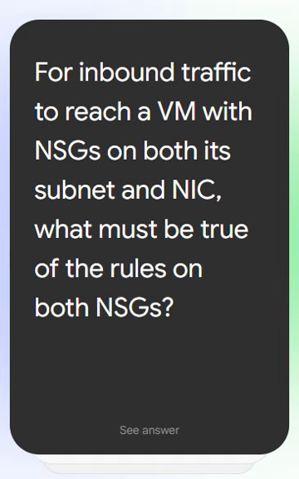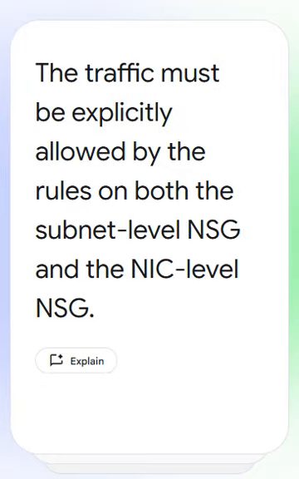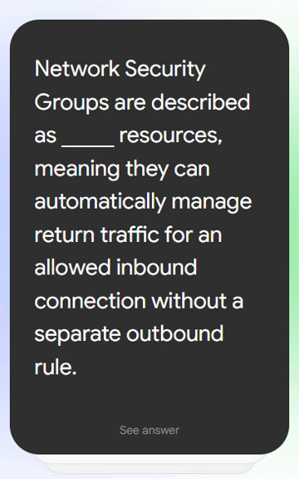For inbound traffic to reach a virtual machine with NSGs on both its subnet and NIC, what must be true of the rules on both NSGs? The traffic must be explicitly allowed by the rules on both the subnet level NSG and the NIC level NSG. Network security groups are described as what kind of resources, meaning they can automatically manage return traffic for an allowed inbound connection without a separate outbound rule? Stateful.